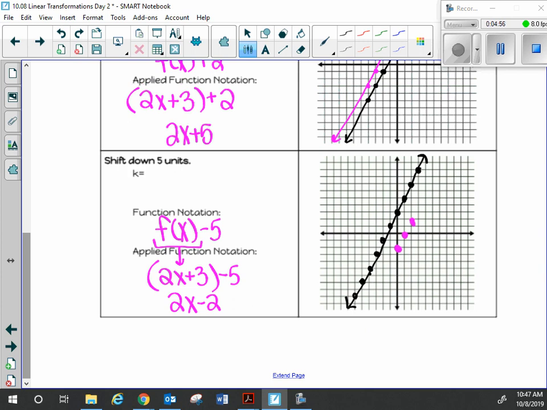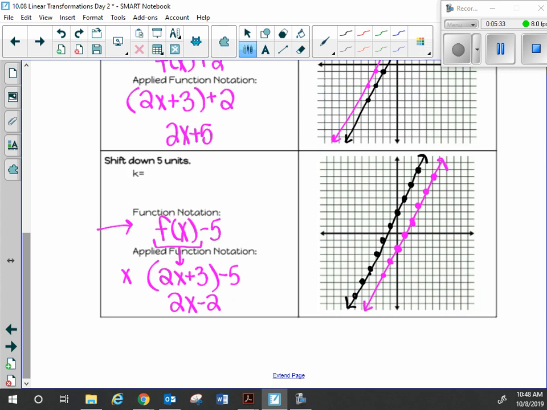What did I do wrong there? Oh, that's right. So far, so good? Yeah, all I'm doing is adding in the rule. So there will be times if I say write the function notation rule, you're looking at this, not necessarily this.